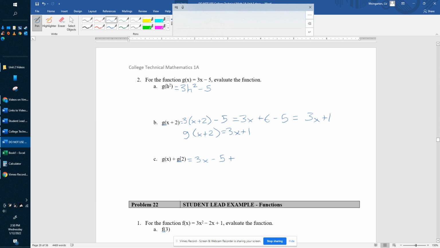And now we have to figure out what g of 2 is. So we're going to plug 2 in for x. So we have 3x minus 5. 3 times 2 is 6. Negative 5 is negative 10. Plus 6 is negative 4. So g of x plus g of 2 is 3x minus 4, and that's our final answer.